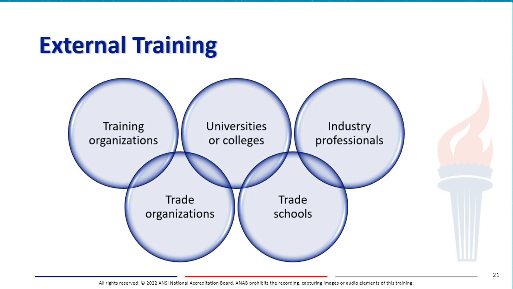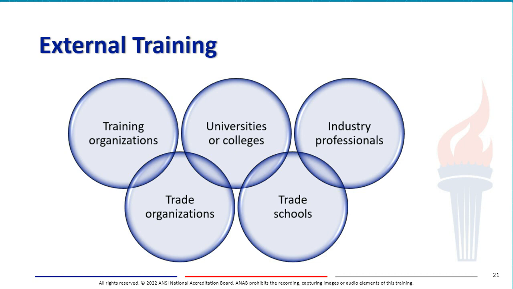External training is another form of training that organizations use for personnel to acquire necessary competence. There are many different types of external trainings, such as training offered by training organizations, such as ANAB or ASQ, training provided by trade organizations, such as ASTM, and then from industry professionals. Universities or colleges obviously offer degree programs, but they also often offer certificate programs to supplement degrees or provide necessary competence in specific areas. Trade schools are another example, another external mechanism for training.